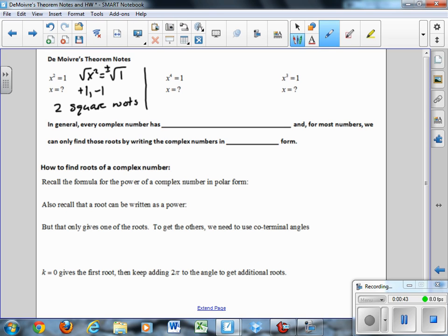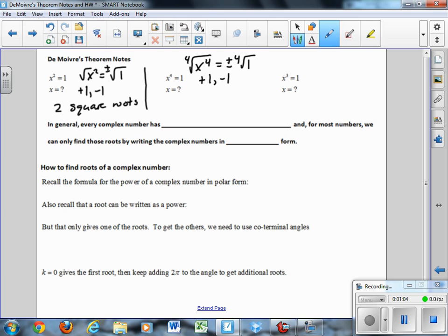Okay, now x to the 4th. Do we need to do plus or minus for a 4th root? Yes, because why? Because 4 is an even number. Because it's even, I also need to do plus or minus the 4th root, which gives me 2 solutions of positive 1 and negative 1 again.